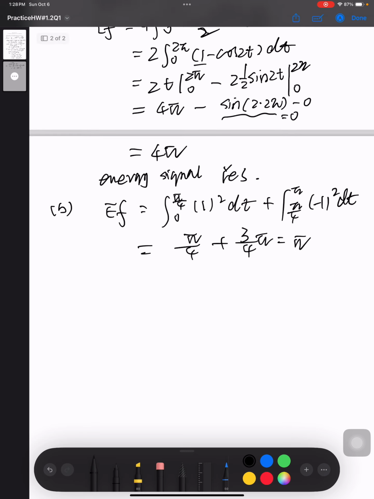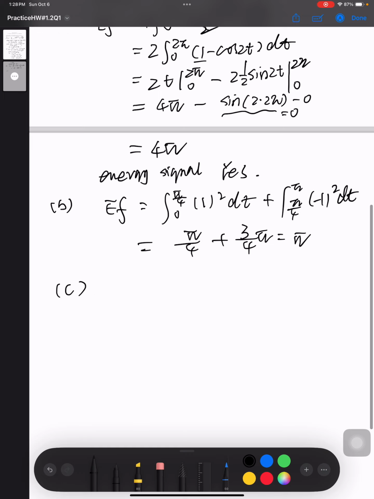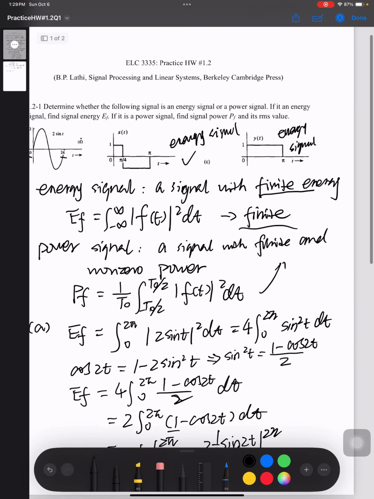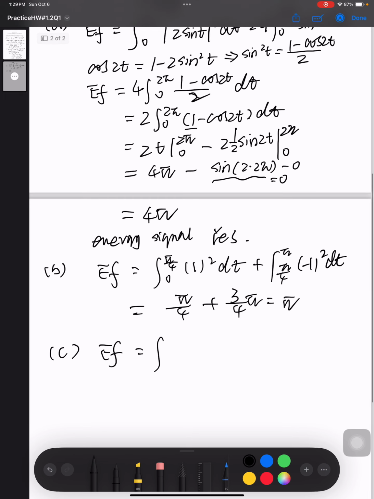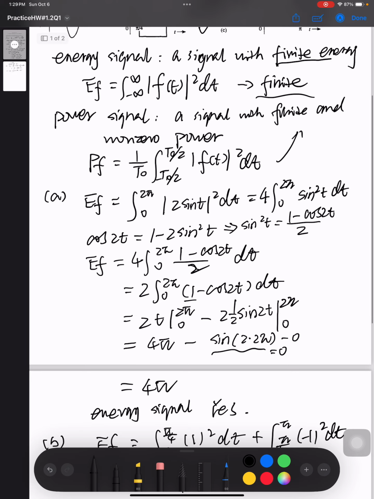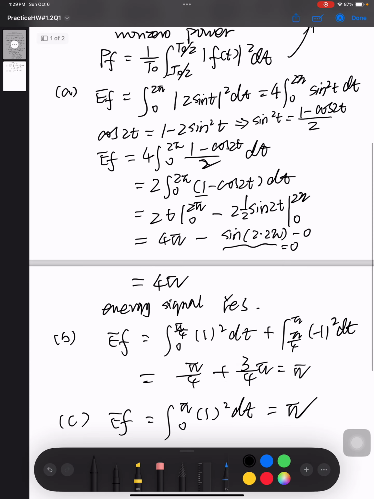And for C it's similar. EF is just the integral from 0 to pi. Actually even easier, it's just pi. So the energy is finite, so it's an energy signal. That's it. Thank you.